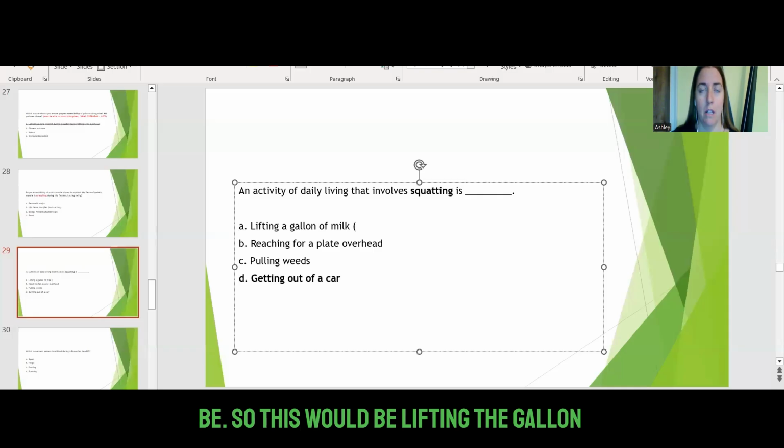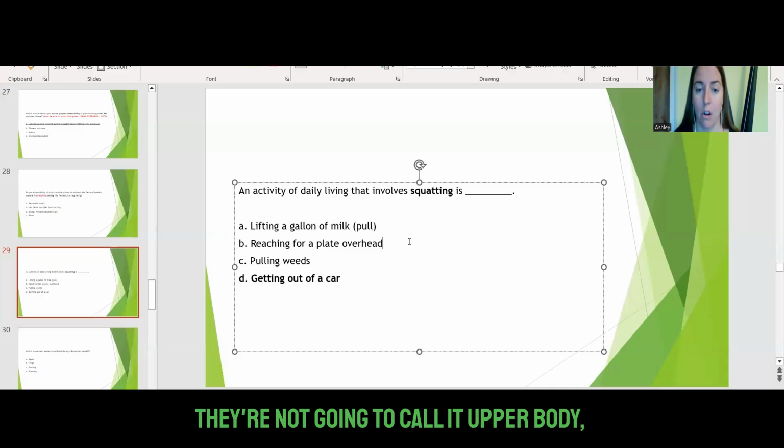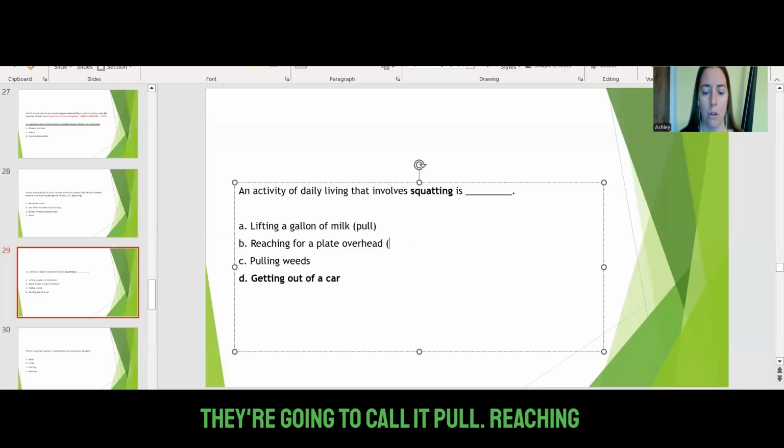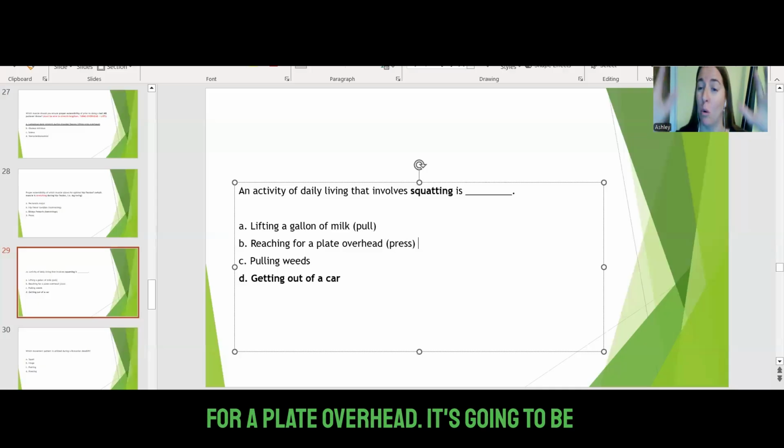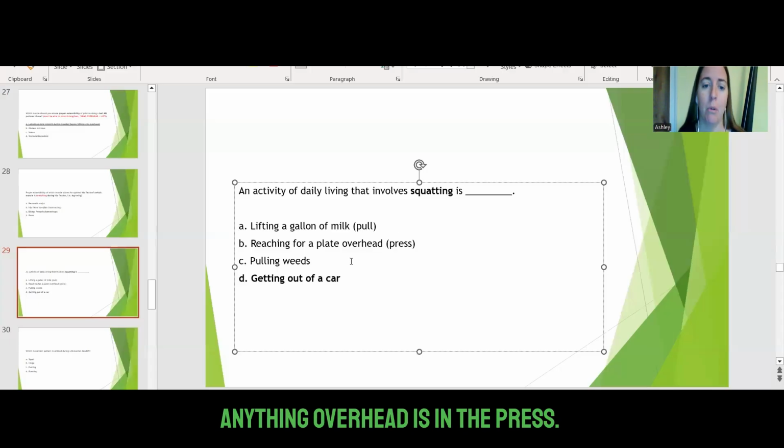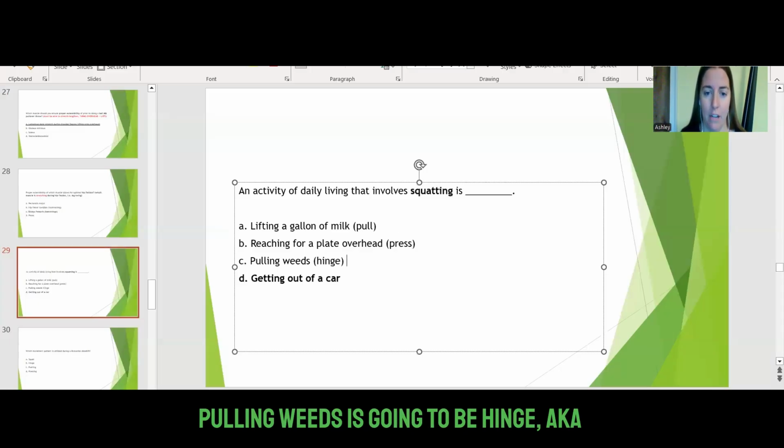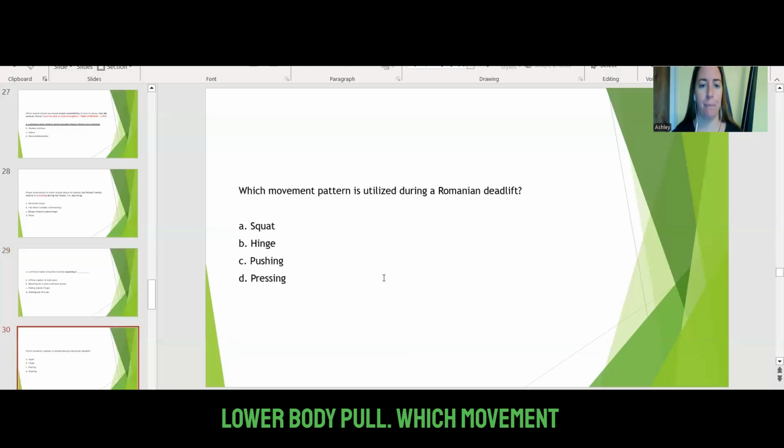So lifting the gallon of milk would be an upper body pull, but they're not going to call it upper body. They're going to call it pull. Reaching for a plate overhead is going to be anything overhead is in the press. Pulling weeds is going to be hinge, aka lower body pull.